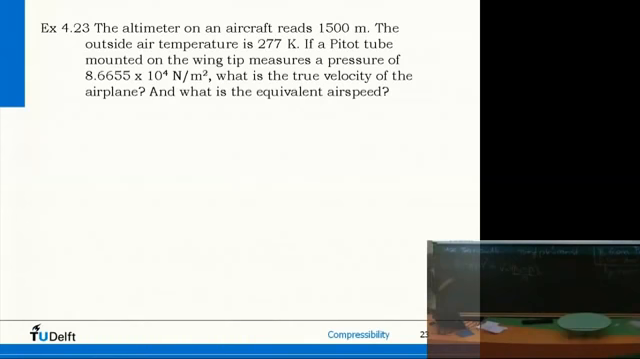So rho is P over RT. The pressure is given there. So please be aware, you use that pressure, 8.665. Sorry. Oops. No. The temperature is not measured in this point, but is measured.